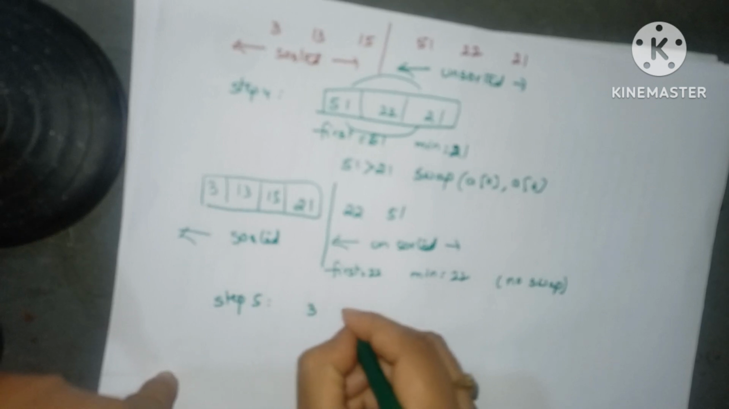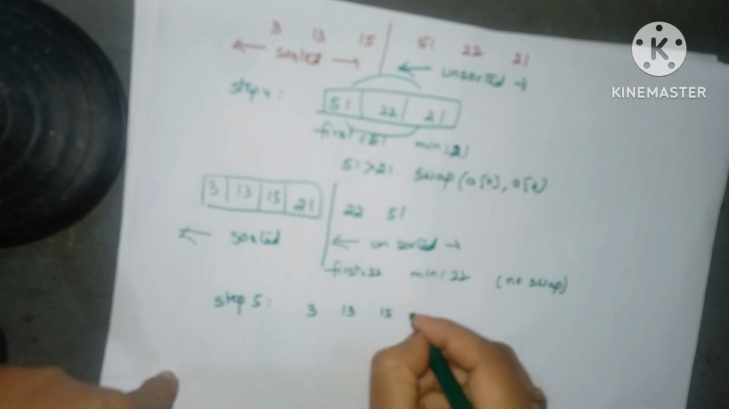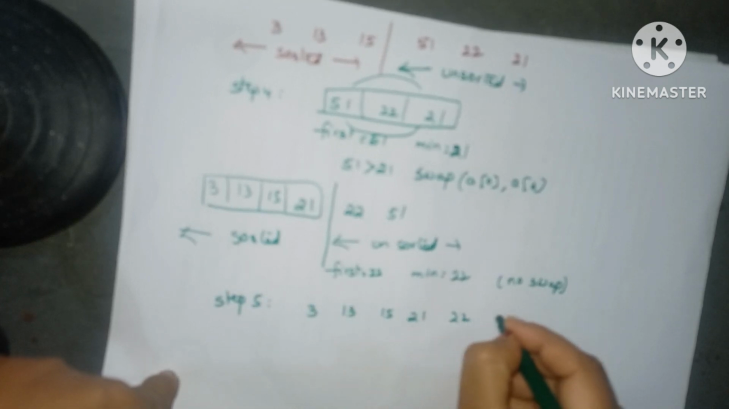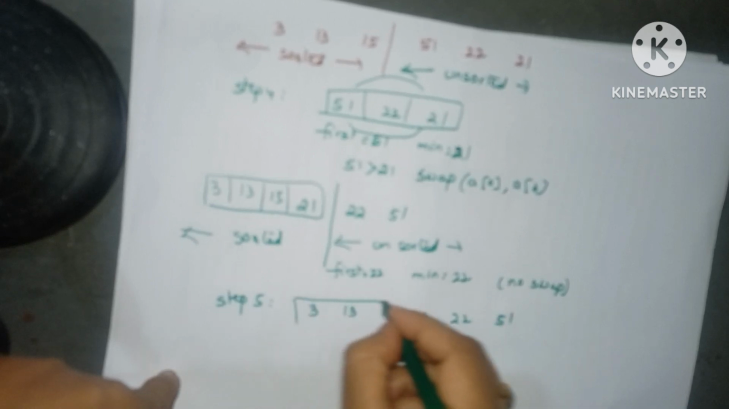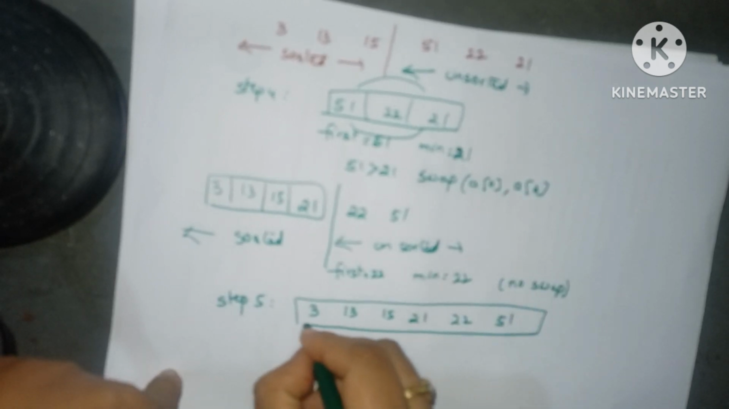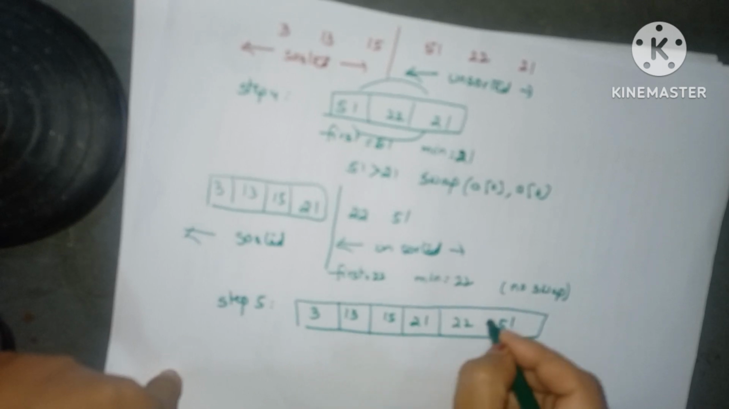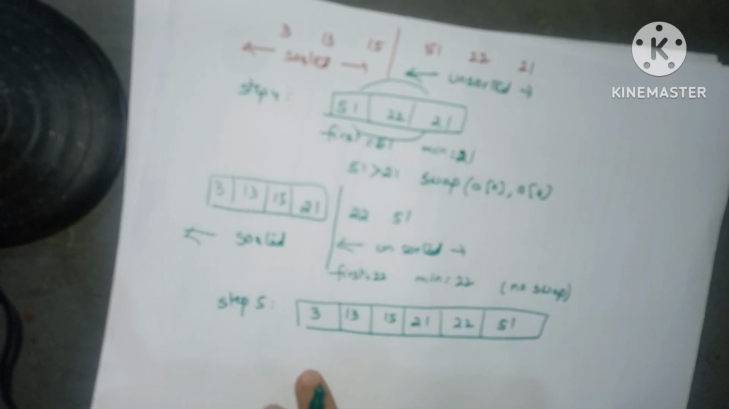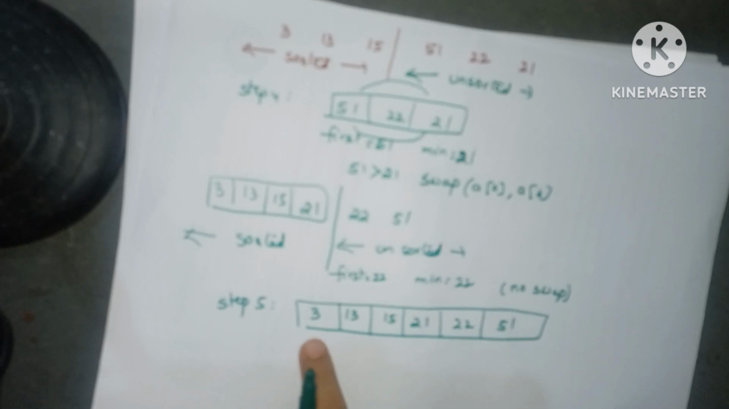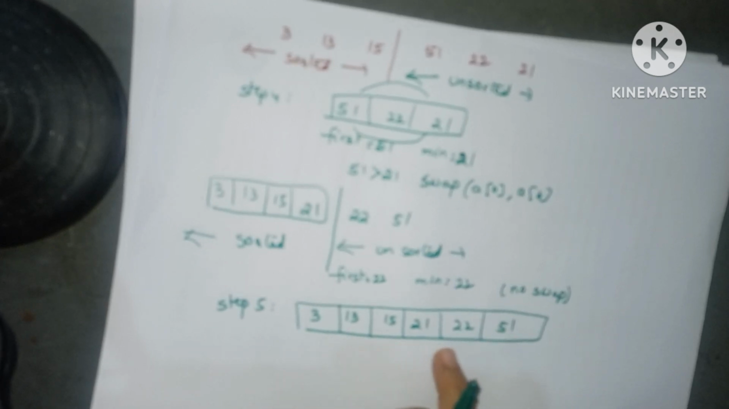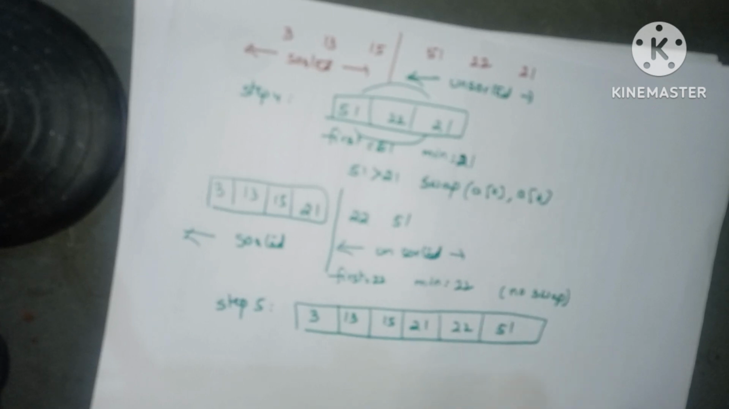Step 5 means 3, 13, 15, 21, 22, 51. So after step 5, these elements are coming like this. Everything is in the order. Sorting order means all elements are arranged from ascending to descending. 3, 13, 15, 21, 22, 51. All elements are sorted. See here, how many elements are there? 1, 2, 3, 4, 5, 6.